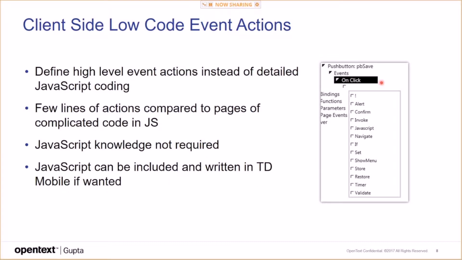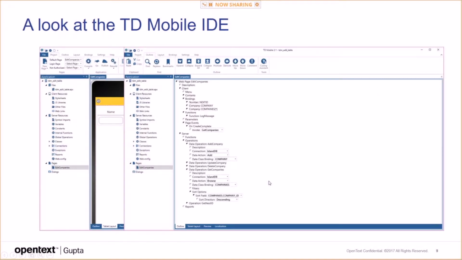And here you see the on click event for a push button. Alert would be the same thing as a message box in TD. Confirm would be an alert with a confirm yes no. Invoke invokes a backend operation. JavaScript runs some custom JavaScript you have created. Navigate to a page URL, and then you have if. You can set variables. Switch on menus. Store and restore is for storing data in the browser database. Timer and validate. So few simple things.